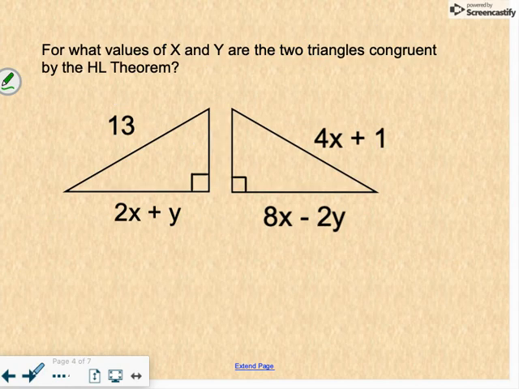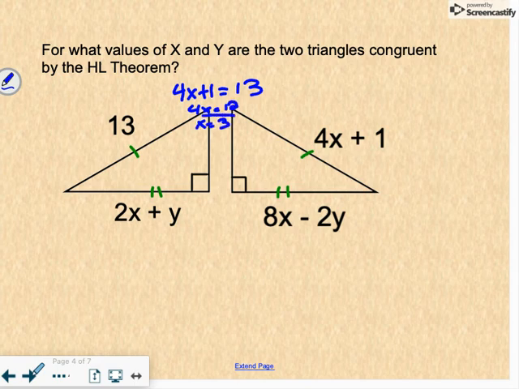So looking at these two, it says, for what values of x and y are the two triangles congruent by hypotenuse leg? Well, if we look at these, right, our hypotenuse is here, our leg is here, so these would have to be congruent. So what we're going to do is take 4x plus 1 and set that equal to 13. We find 4x equals 12, x is equal to 3.